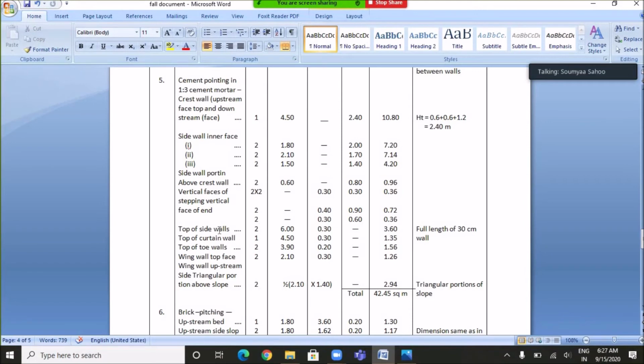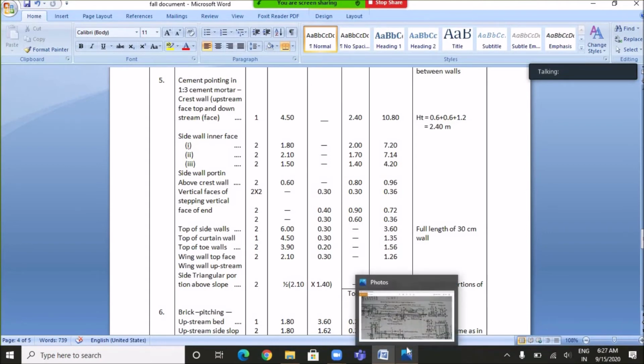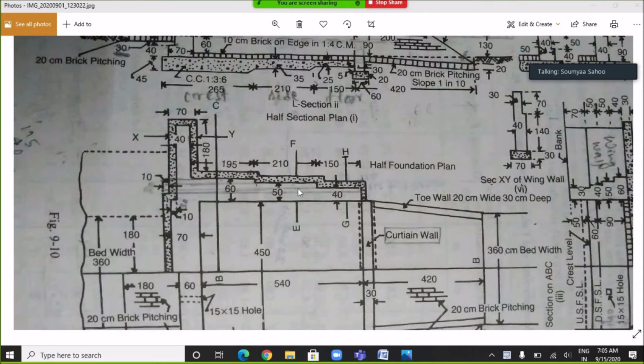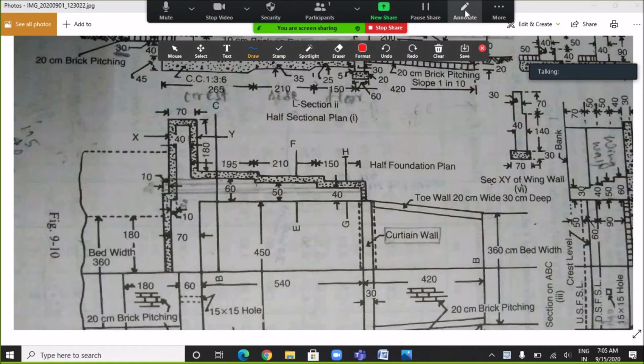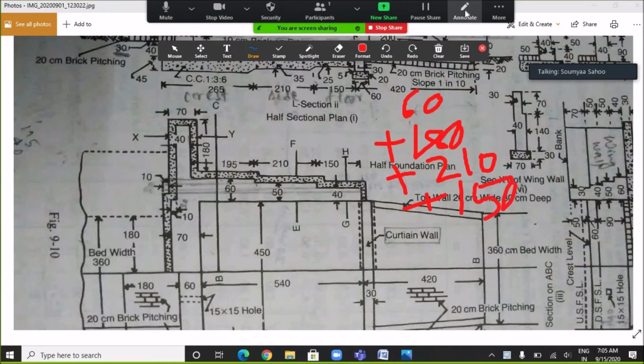Then the cement pointing work which is to be carried out for the top of the side wall. This length will be from this point to this point. So the total length will be 60 plus 180 centimeter plus 210 centimeter plus 150 centimeter, which is equals to 600 centimeter or 6 meter.